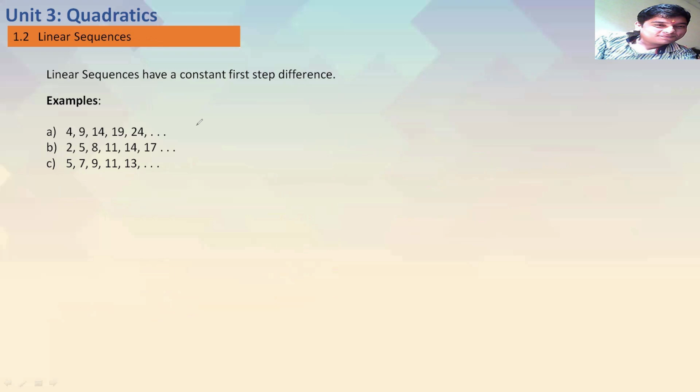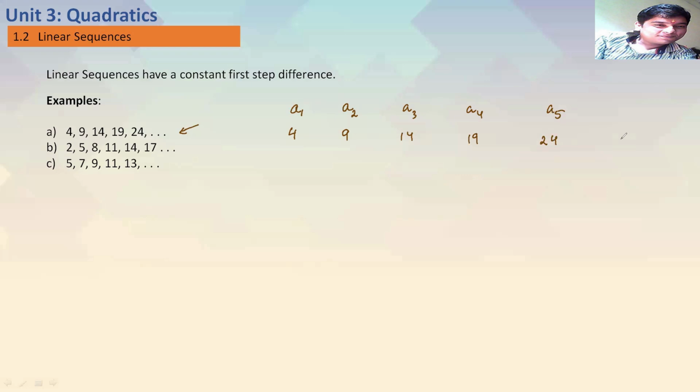Christian, take a look at this again. What are the terms over here? Term 1 is 4, then 9, then 14, then 19, and term 5 is 24. And it just keeps on going. It is not the end.